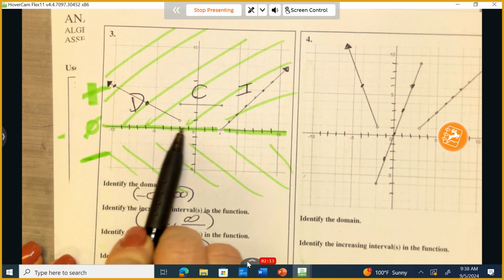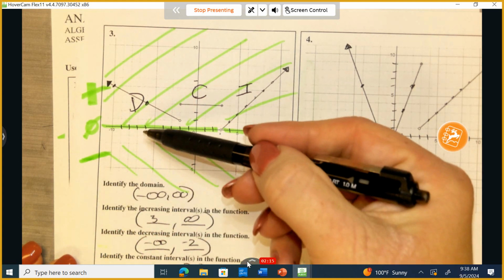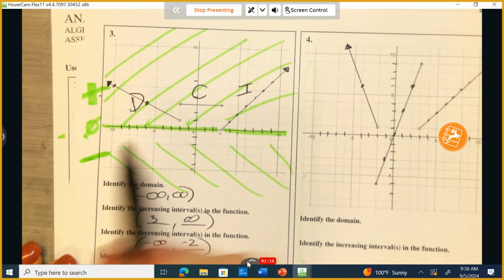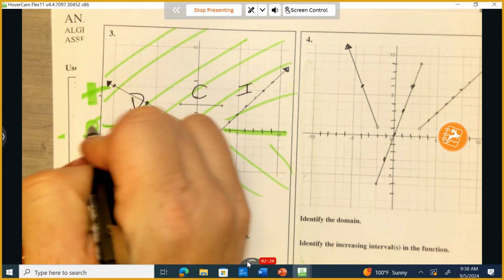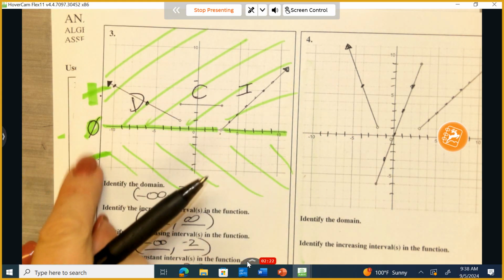This is like the divider. Anything above that, y's are positive. Anything below that, y's are negative. And this is neutral. This is where y's are equal to 0. So positive, negative, and 0.